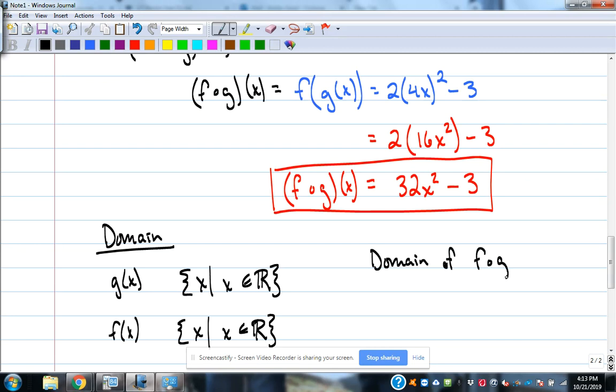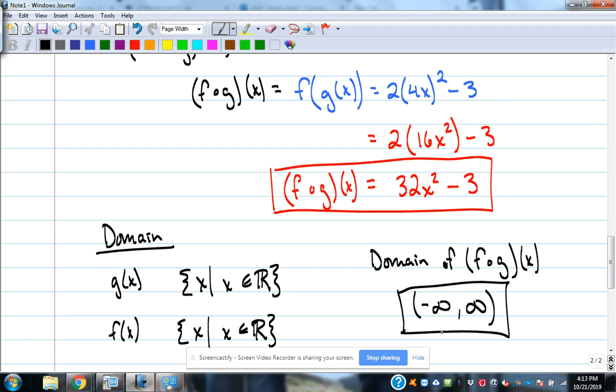f composed with g of x is going to be the same thing. It's going to be from negative infinity to positive infinity. Our final answer we're going to write in interval notation there. But I'm using set notation until I get to the final answer because I'm going to need just regular numbers. I don't really need all of the infinities and that sort of stuff for the not final answer parts.